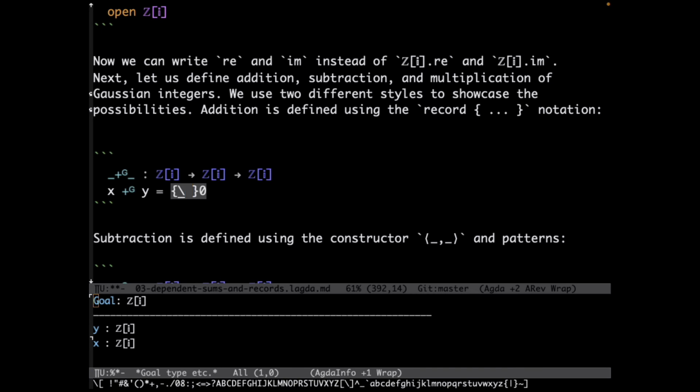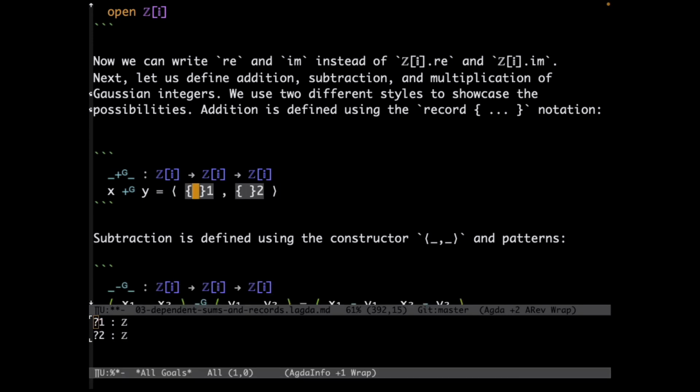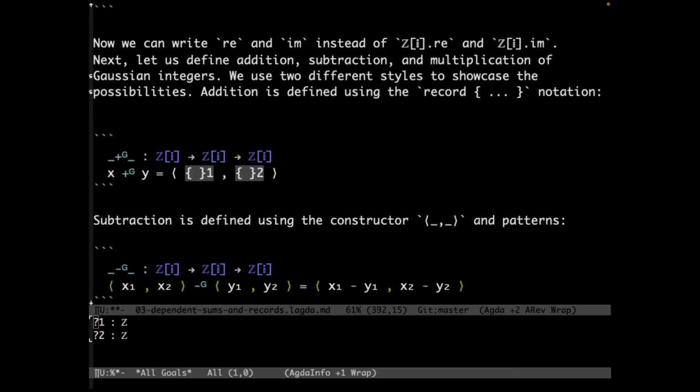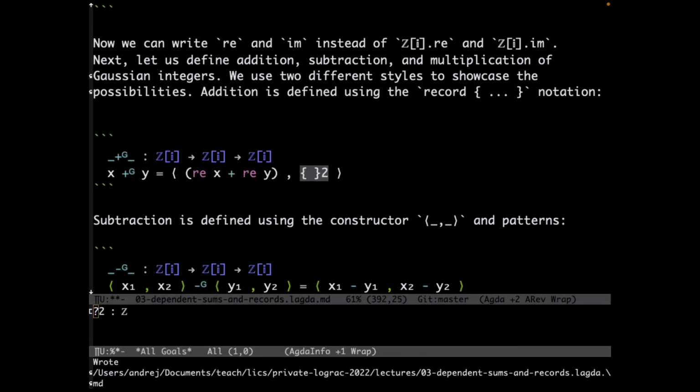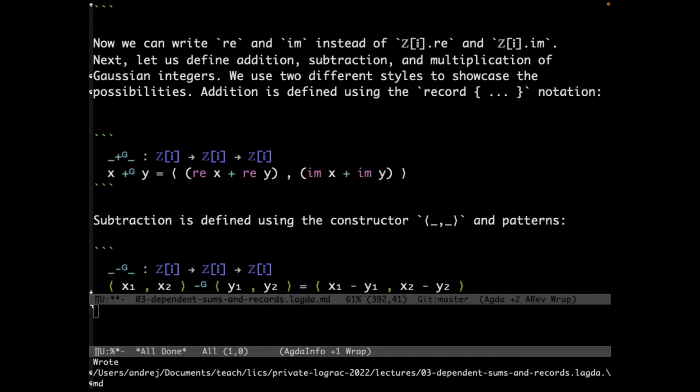There are two ways. I could use the constructor. And then it says, okay, what's the first component? And what is the second component? And now I say, well, the first component is RE of x plus RE of y. And the second component is IM of x plus IM of y. That's the first way of doing it.